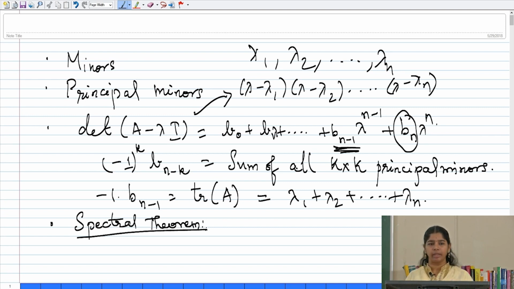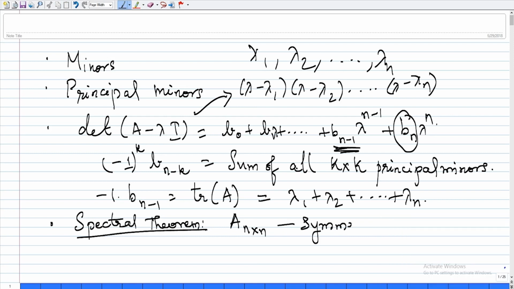Given a matrix A of order n by n that is symmetric, what can we say about the eigenvalues of a symmetric matrix?